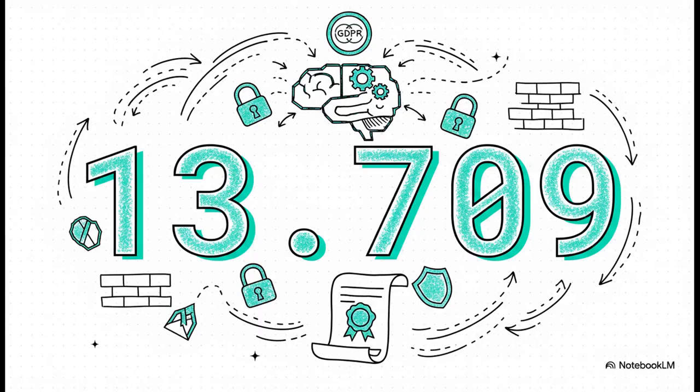To really ground this, our source explicitly highlights Law 13.709 from 2018. That's the Brazilian General Data Protection Law, or LGPD, which is very similar to the European GDPR. Look, intelligent systems are ingesting literal mountains of data every day. Privacy by design isn't just a casual nice-to-have suggestion anymore. It is a strict, legally binding requirement for any AI architecture that handles personal information.